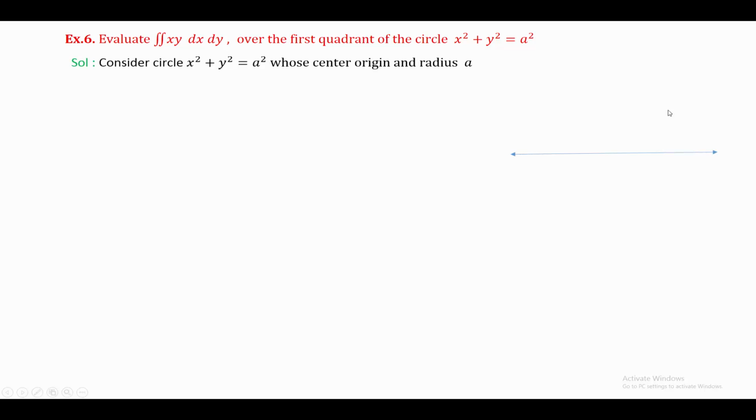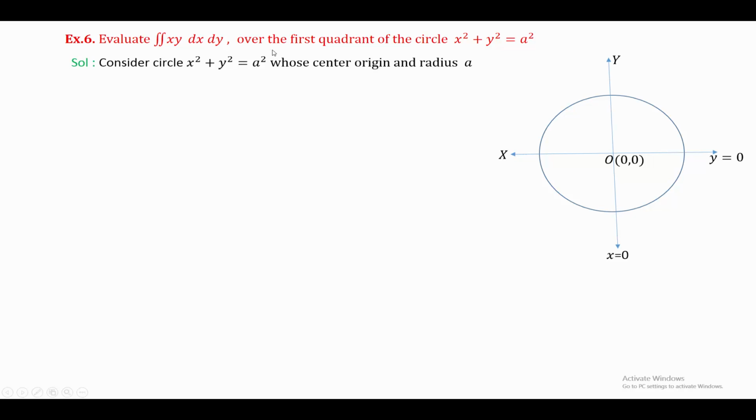Consider x axis and y axis. This line is x axis and this line is y axis. Equation of x axis is y equal to 0 and equation of y axis is x equal to 0. This point is origin 0 0. Now draw a circle whose center is origin and radius a. So this point is a 0, this point is minus a 0, this point is 0 a and this point is 0 minus a.